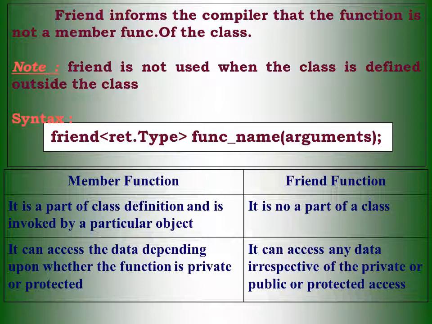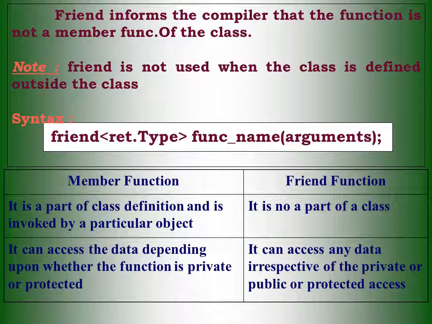The friend function is declared using a general syntax. This is the syntax, we can see the window. Friend is a keyword. The friend function cannot have a specific return type, so we use the keyword friend before the function name, followed by the function name, and as usual we can pass arguments if we need.